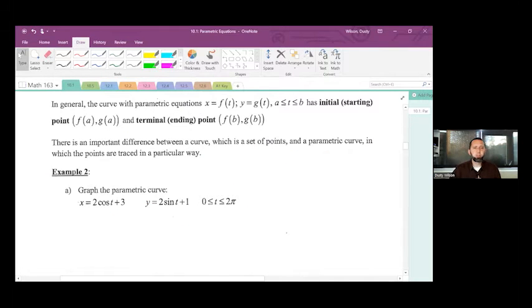In general, the curve with parametric equations x equal to f of t, y equal to g of t, on a less than or equal to t less than or equal to b, has initial starting point f of a, g of a, and terminal or ending point f of b, g of b. Just to make sure it's clear. So if we're starting at a, we have initial point or starting point f of a, g of a, and we're going to b. So we end at f of b, g of b. It won't always be the case, but it's generally the case. There's an important difference between a curve, which is a set of points, and a parametric curve in which the points are traced in a particular way.